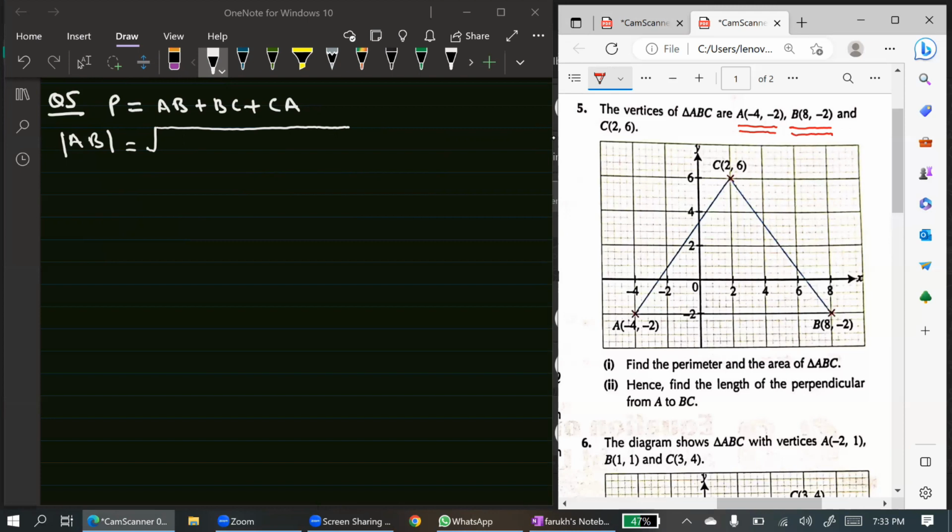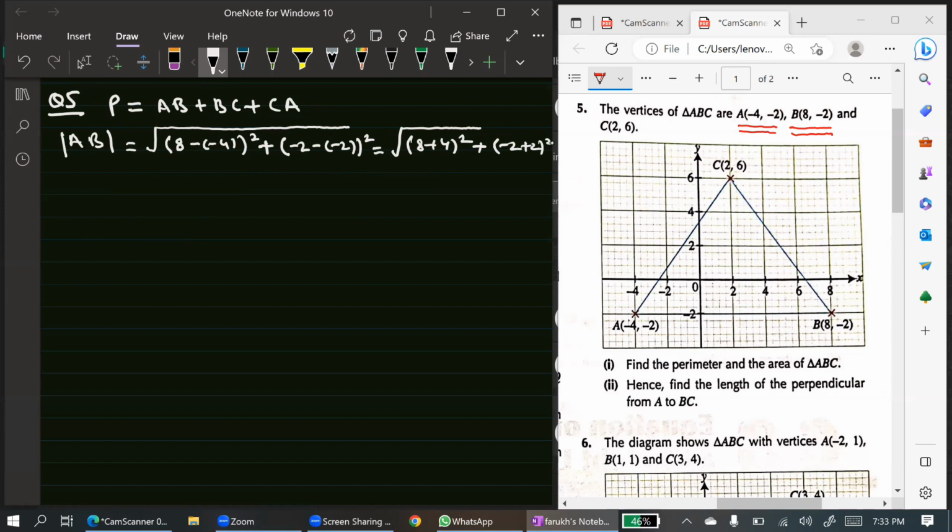Now, x2 minus x1: 8 minus (-4) whole square, plus y2 minus y1: -2 minus (-2) whole square, is equal to 8 plus 4 whole square plus -2 plus 2 square, is equal to 12 square plus 0 square, is equal to under root 144, is equal to 12.